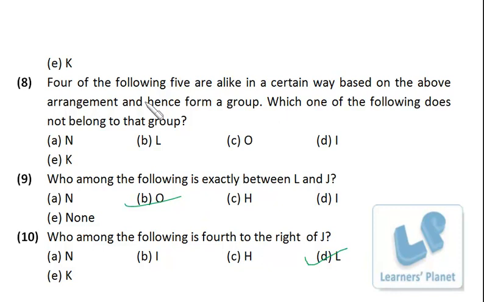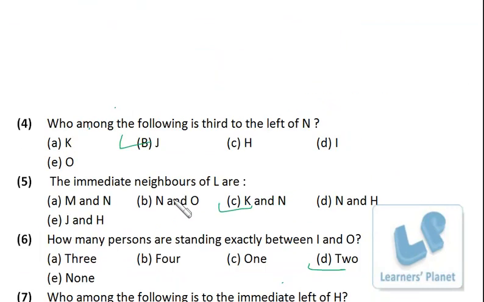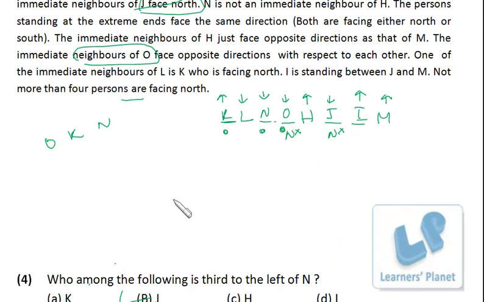Okay, 4 of the following 5 are alike in a certain way based on the above arrangement and hence form a group. Which one of the following does not belong to that group? Okay, N, L, O, I, K. I just write it over here. N, L, O, I, K.